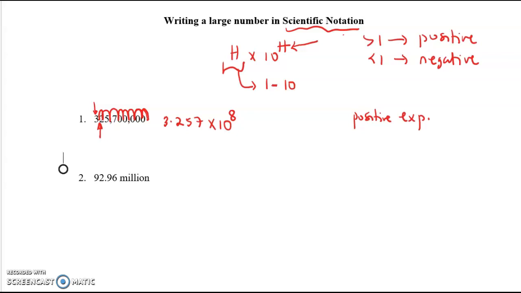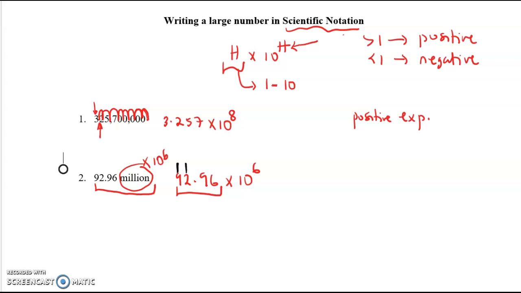Now for the second one, we want to write 92.96 million in scientific notation. And million is times 10 to the 6. So you have 92.96 times 10 to the 6. But this value right here is not in scientific notation. 92.96 is not in scientific notation. In fact, it violates the first rule of scientific notation. The rule says we have to have one non-zero number in front of the decimal point, but here we have two non-zero numbers in front of the decimal point.